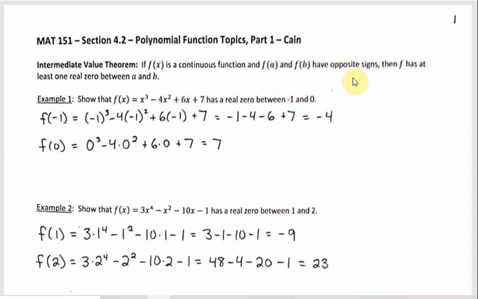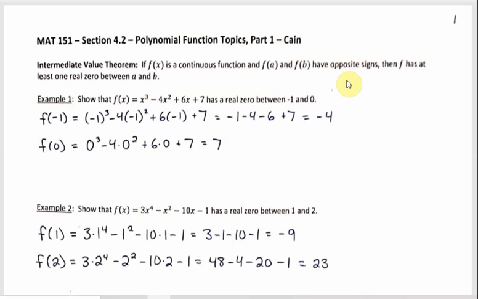So this idea up here: if f is continuous and f of a and f of b have opposite signs, meaning that one's negative and one's positive, then f has at least one real zero between a and b. Sure, think about it graphically. f of a and f of b having opposite signs would mean that one is below the x-axis and the other one's above it. So if it's a polynomial and it's continuous everywhere, those points have to connect together somehow, and whatever connects them, whatever the function is, it's got to cross the x-axis. Or if it didn't cross the x-axis, it wouldn't be continuous.